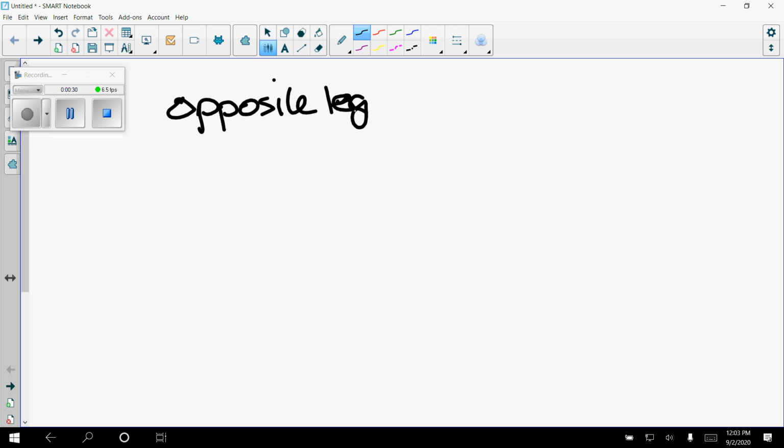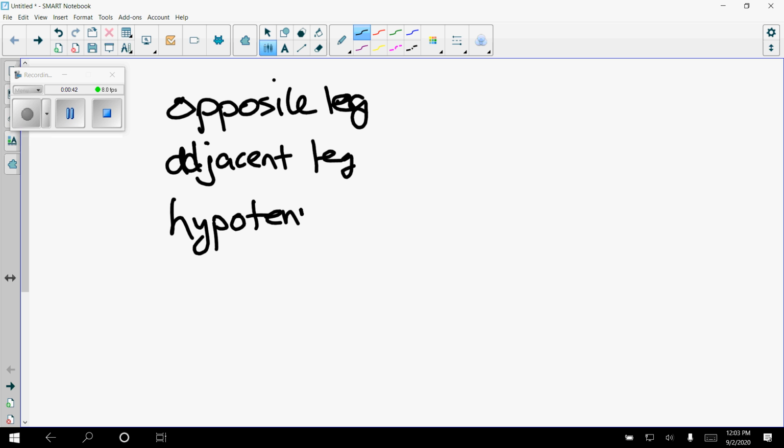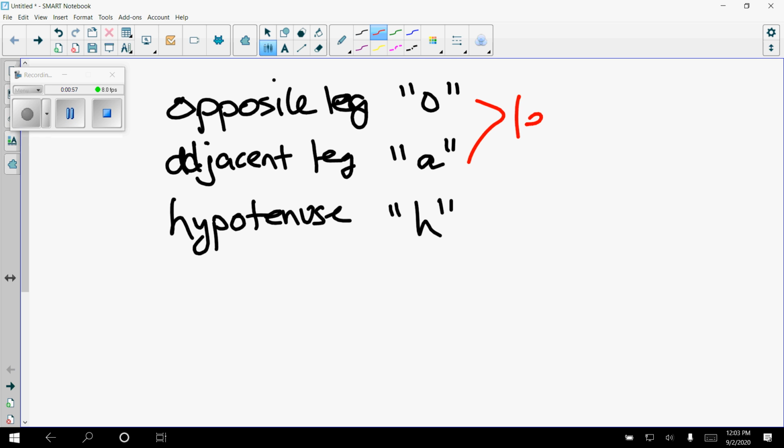Opposite leg. Notice I put the word leg in there. Adjacent leg, and the hypotenuse. Okay. So we're going to call this O, this A, and this H. And notice something very important. These two are legs. O and A are always going to be your legs.